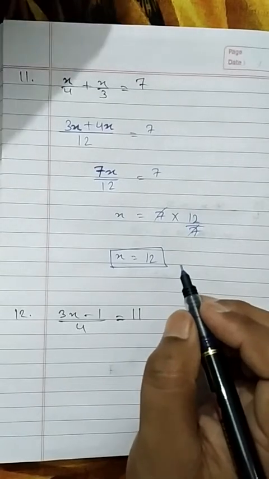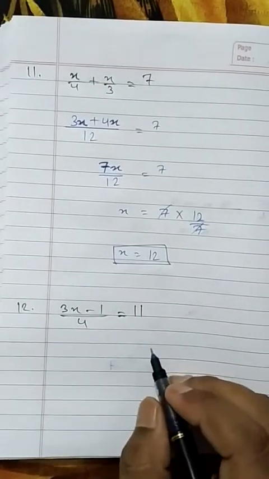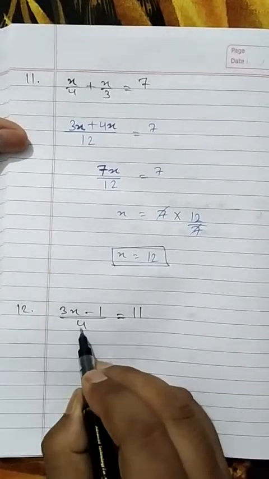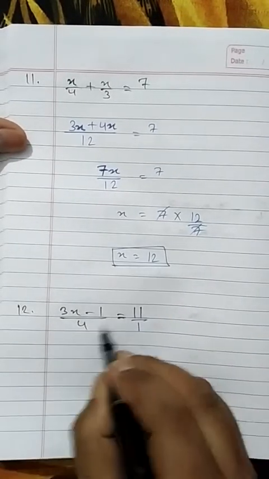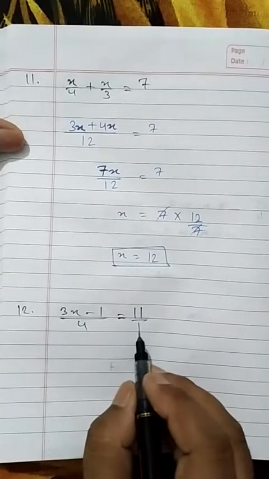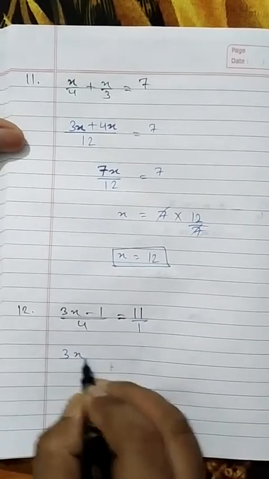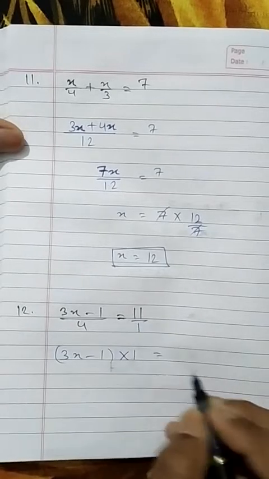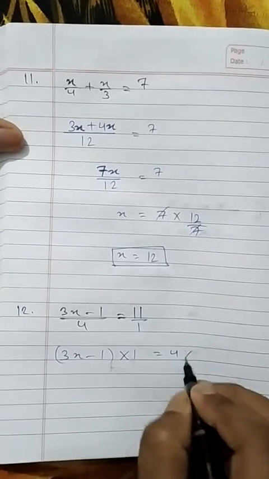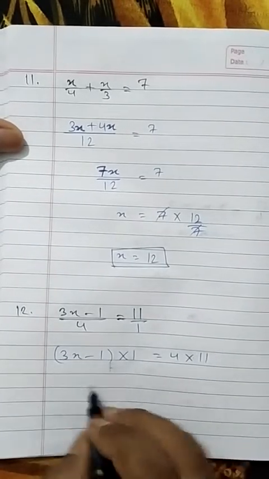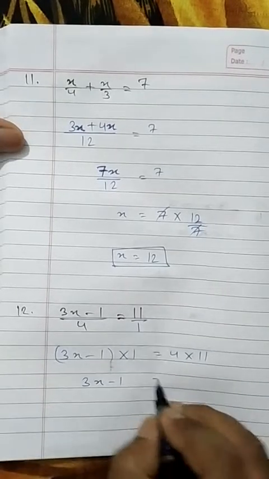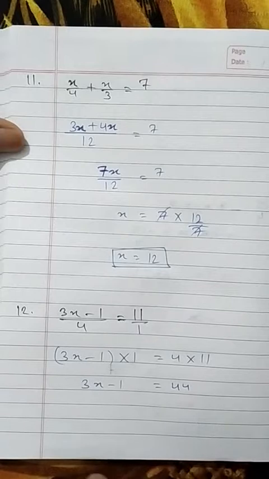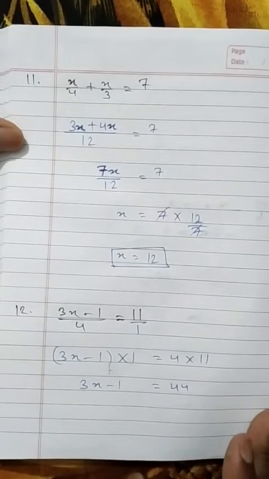Now question number 12 is to be done by you. Okay. This 4 you will put here over 1 and then just cross multiplication. When 3x minus 1 is multiplied by this 1, there will be no change and this 4 will multiply with 11. Okay. Now 3x minus 1 equals 11 times 4, which is 44. Now the rest is easy. I hope that you can solve it better.